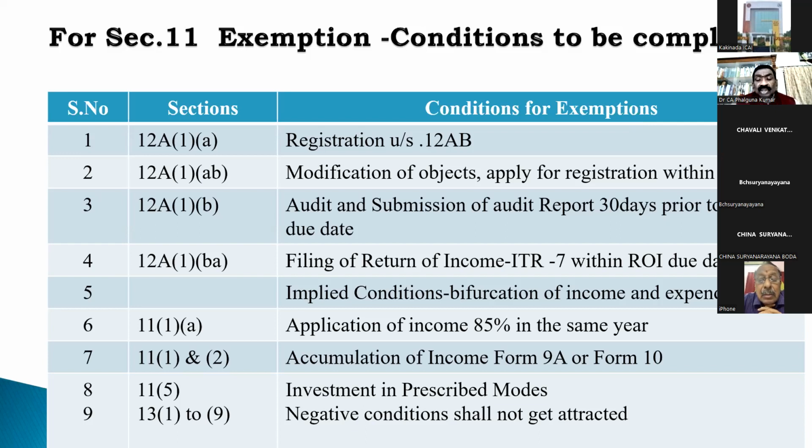accumulation of income, and by chance, if 85% of income could not be applied, then two routes are given in section 11, whereas under section 10(23C), only one route is given. So they didn't say you can file an accumulation form. They didn't say two types. Here in section 11, there are two routes. Section 11(1), explanation, clause 2 is there. That is for which purpose you are accumulating, we need not mention.